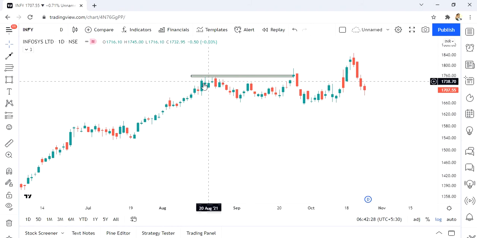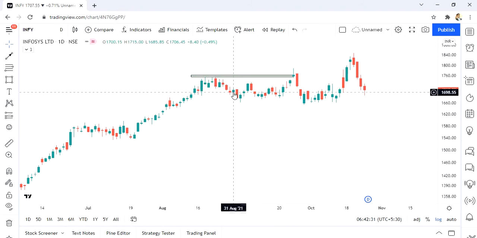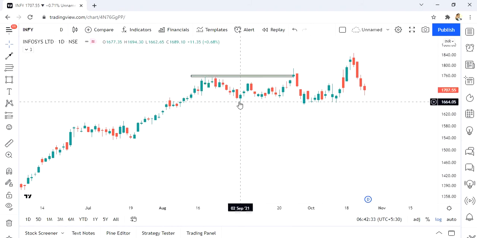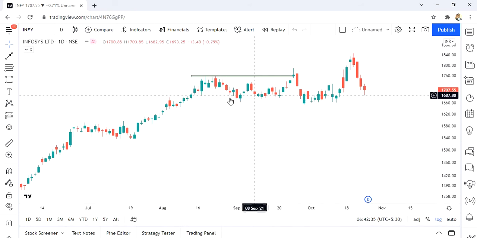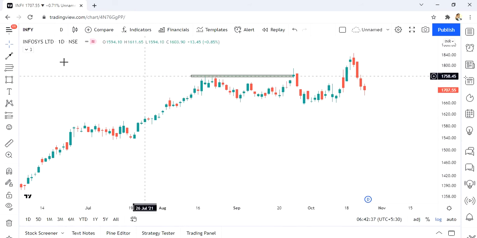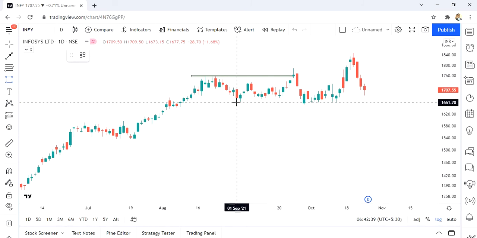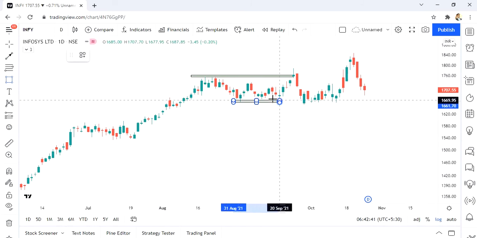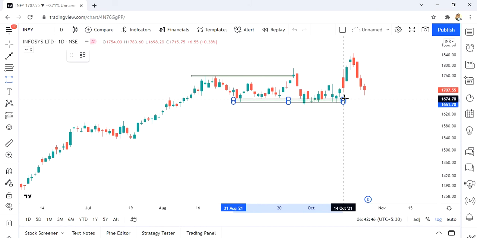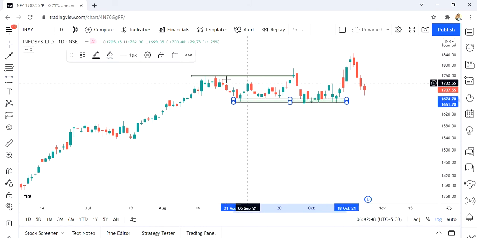The price has made a touch at this level and made a fall from this level, has come to this level here, and it has bounced from this level. So I will take the lowest point, I will take this point also from where the price has bounced, and then I will mark the level here. So I've got a resistance zone, I've got a support zone.